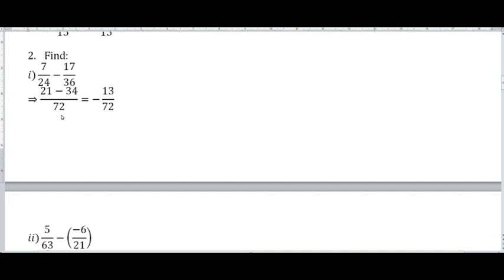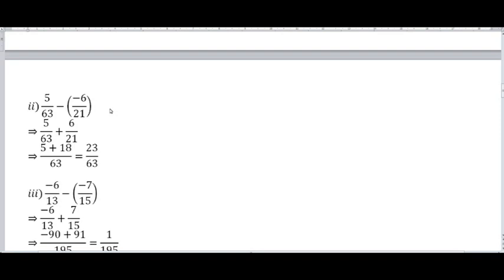With that 3, if you multiply 7, that will be 21. Minus, with 36, if you divide 72, that is 2 times. Then 2 17s are 34. If you subtract 21 from 34, the answer we will find is minus 13. Because the bigger one carries the minus sign, that will be the mathematical sign that has to be written in the answer. Minus 13 by 72 is the answer.